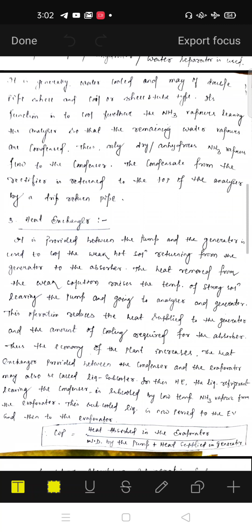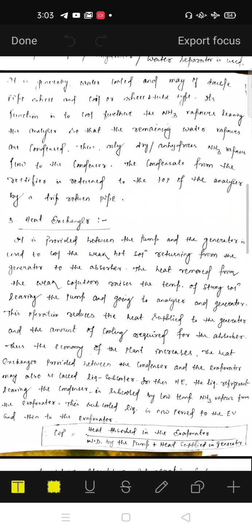The heat exchanger provided between the condenser and the evaporator may also be called a liquid subcooler. In this heat exchanger, the liquid refrigerant leaving the condenser is subcooled by low temperature ammonia vapor from the evaporator. This subcooled liquid is then passed to the evaporator.